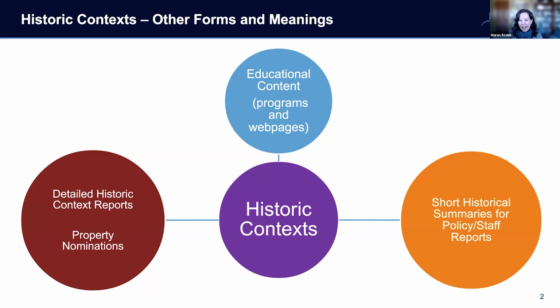So that primary form that we all are familiar with is that formal historic context report, also known as a context statement, but also consider that well-supported nomination forms, staff reports, summary statements for policy documents, web content, those types of things are also historic contexts in sort of a mini form.